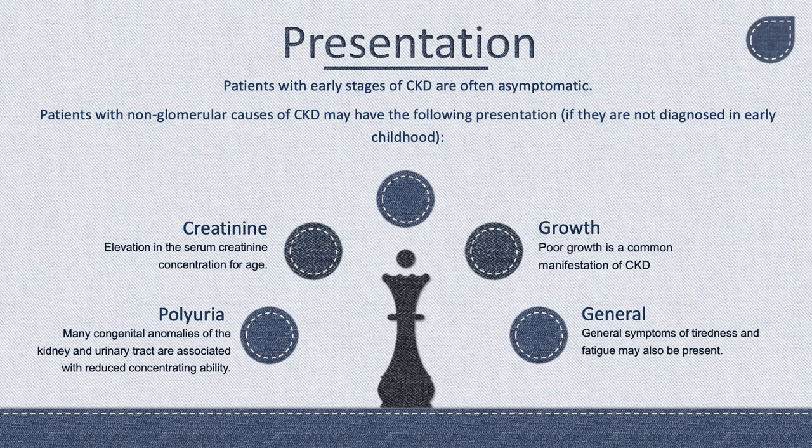We will now consider the presentation. It's important to remember that patients with early stages of CKD are often asymptomatic. Patients with non-glomerular causes of CKD may have the following at presentation, if they are not diagnosed in early childhood. This includes polyuria. Many congenital abnormalities of the kidney and urinary tract are associated with reduced concentrating ability of the urine. They may have elevated levels of serum creatinine for their age. Growth impairment is a common manifestation of CKD, and they may have general symptoms including tiredness and fatigue.